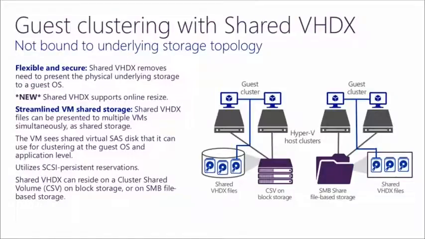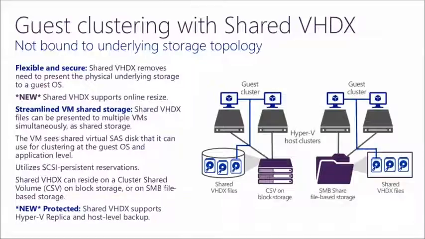These shared virtual hard disks can reside on cluster shared volumes, on block storage, so iSCSI or fiber for your physical storage, or on an SMB file share, so they do need to be on some kind of redundant file or storage, file-based or block-based. But the other new capability around shared VHDX specifically is that it supports Hyper-V Replica, which if you're not familiar with that, I'll go through in a minute, but also host-level backup. So these were key things that were missing in the current release.